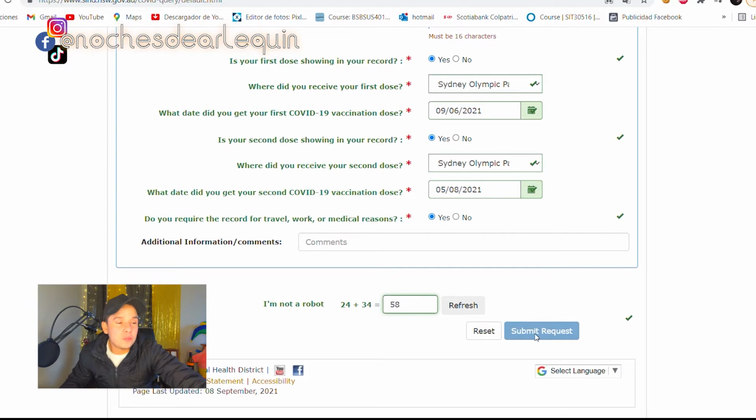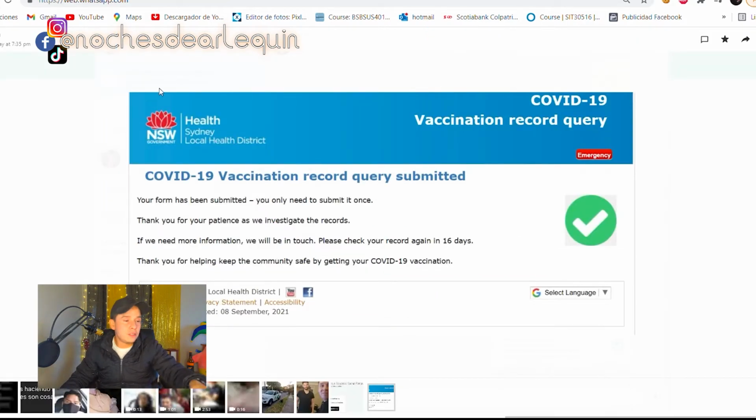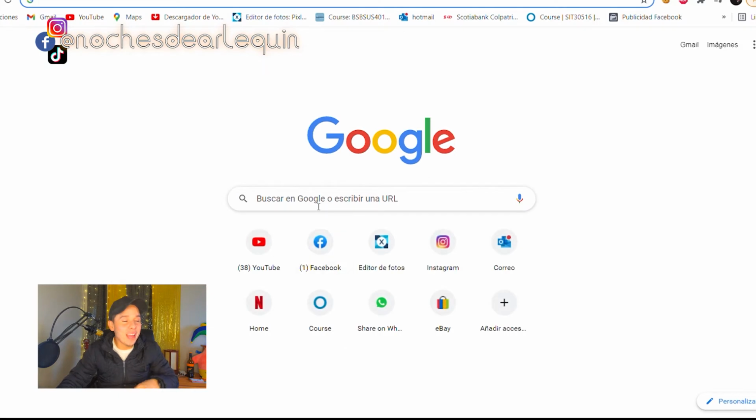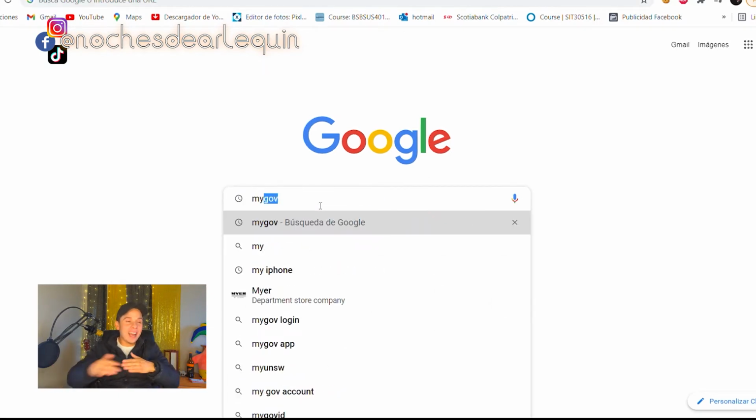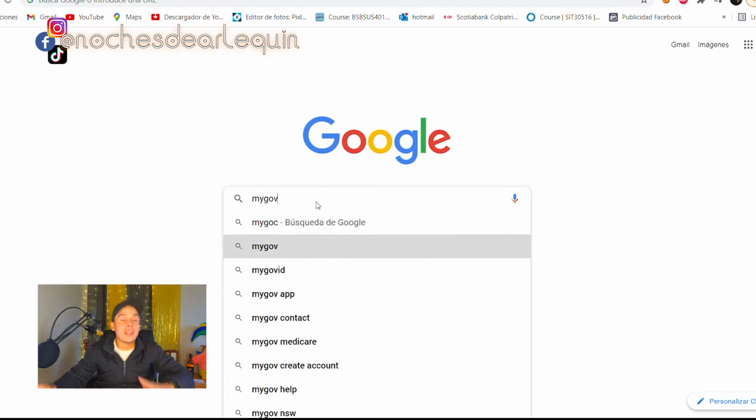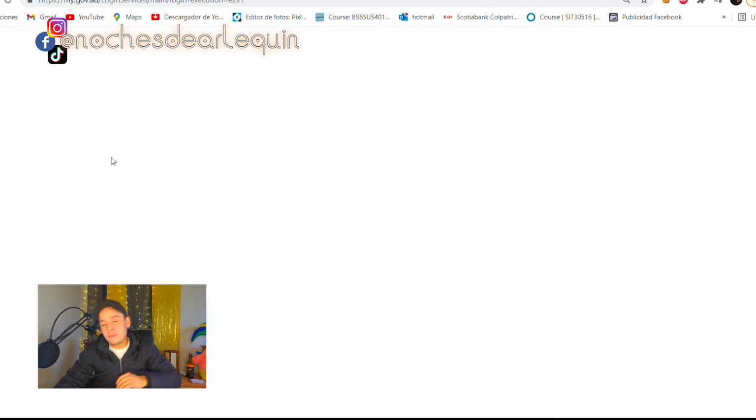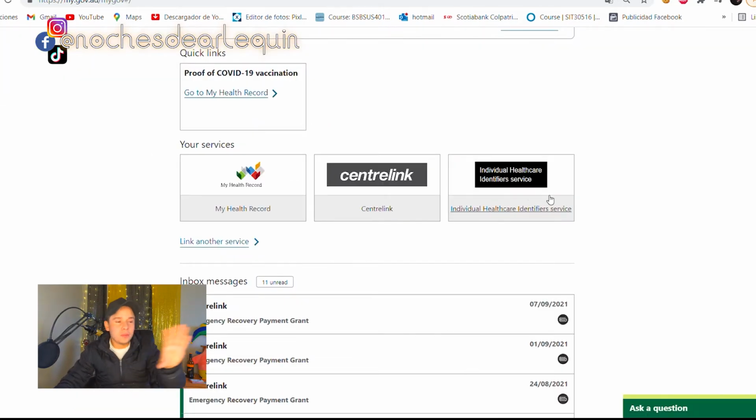And after you get this, you can see the vaccination record, but it says you have to wait 16 days. This is the process. After 16 days, you have to go into MyGov again and log in again as normal.